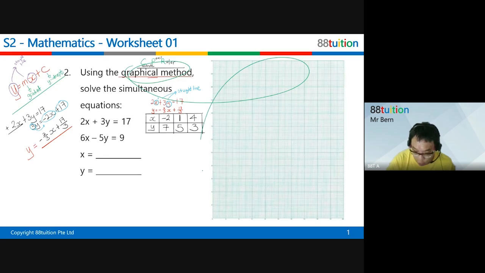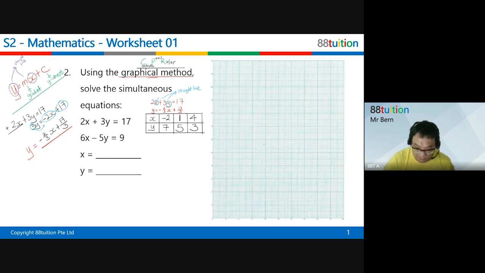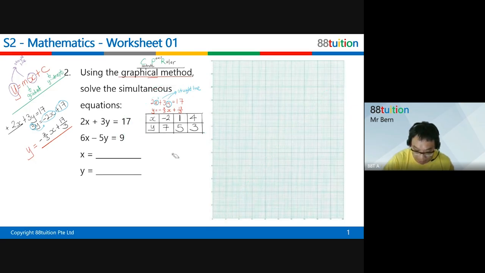Graphical method means I need to use my graph paper. I need to draw lines and look for the intersection. But before that, in order to draw the lines, I need to use my equation to find out some points. I need the points in order to plot it out to draw the line. Correct or not? Correct. So I have one set of points ready from one equation.